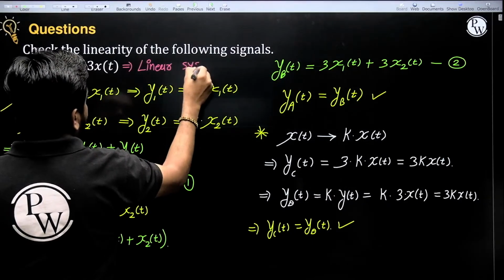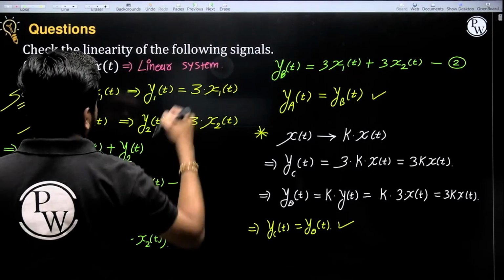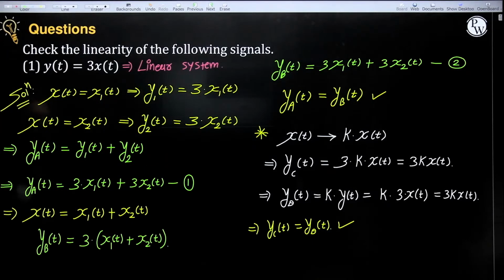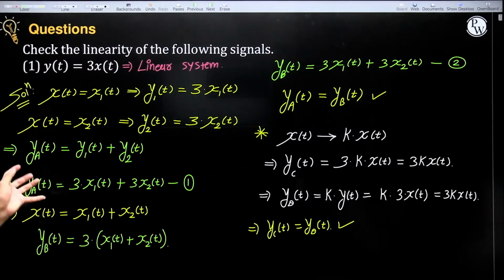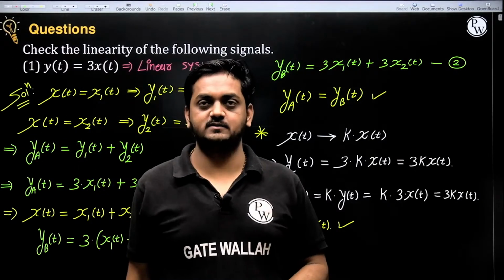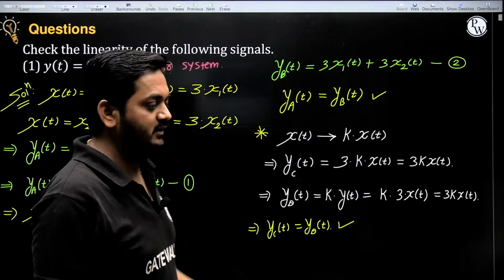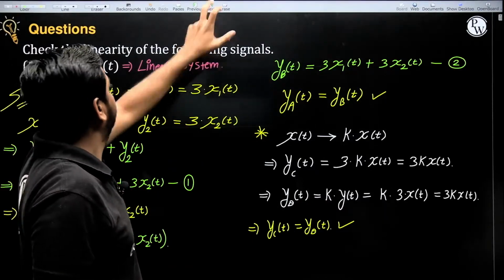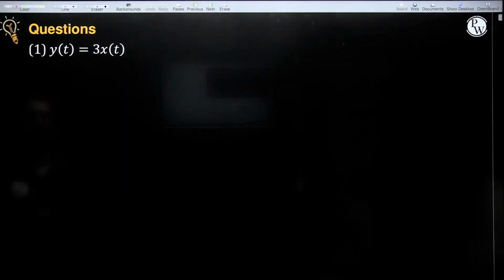Then this is the standard method to check the linearity of any system, whether it is a continuous time system or a discrete time system. Here, fine. Now next, second question.